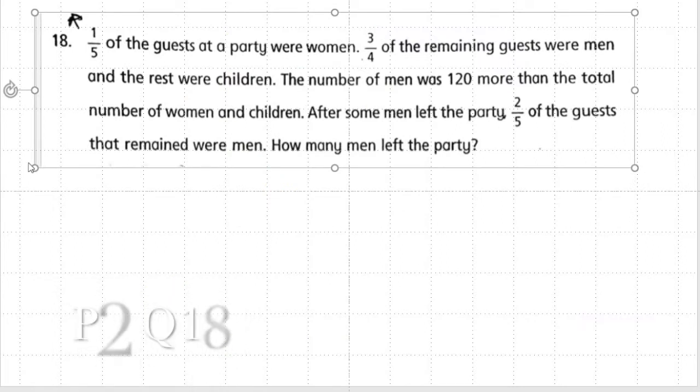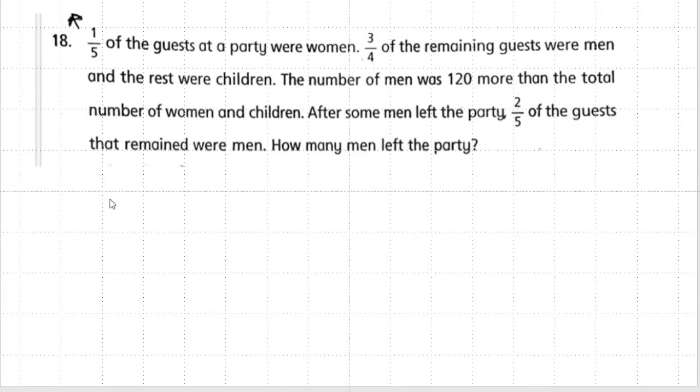Okay, for this question, we have to run through it slowly. 1/5 of the guests were women. So over here, let's role model again. So 1/5, that means I cut it into 5 boxes, right?